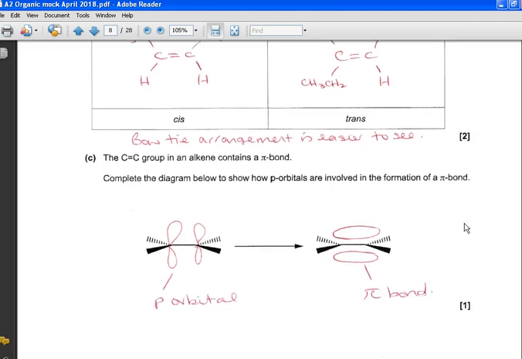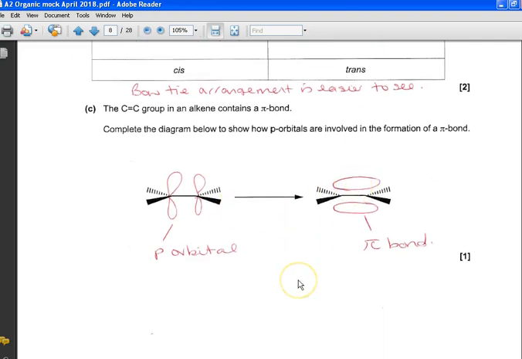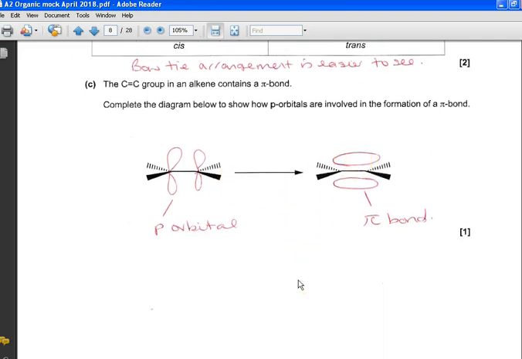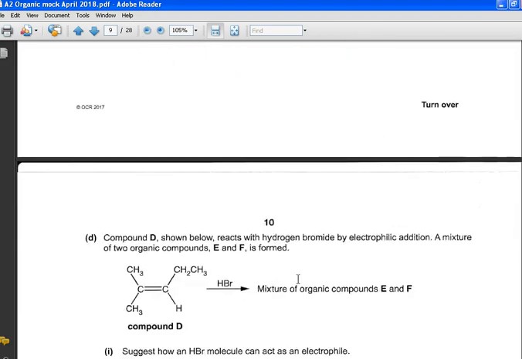Yeah, this diagram asking you about how a pi bond is formed, showing how p orbitals are involved in the formation of a pi bond. You just needed to draw the 2 p orbitals here, and then the representation of the pi bond. I mean, you didn't even have to label it according to the mark scheme, but you did need the 2 lobed p orbitals, and you needed to show that they'd overlapped sideways effectively, and they were above and below the plane. It's only 1 mark, so you need a lot of detail.